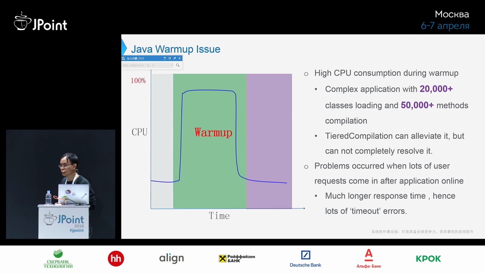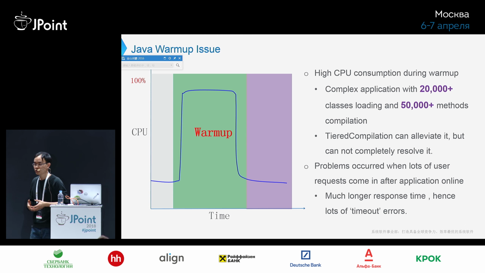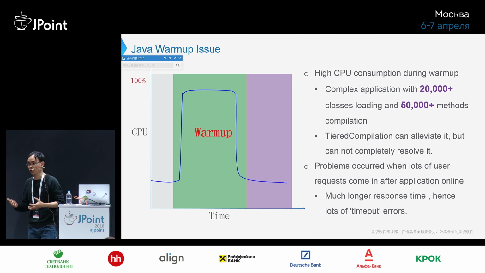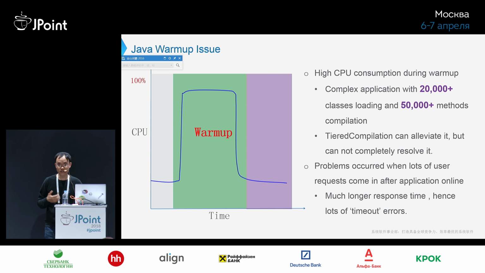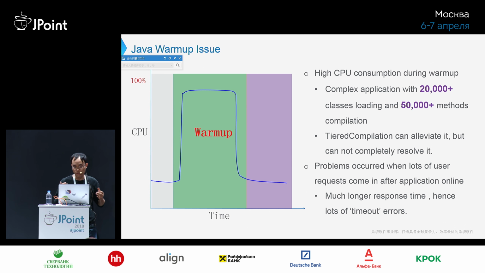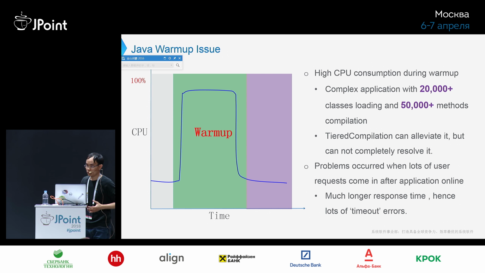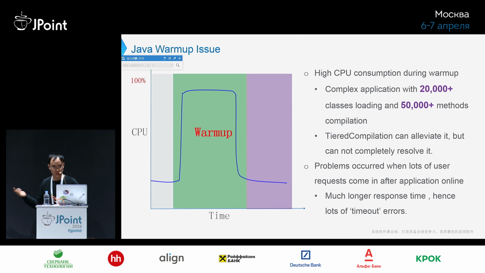For example, because the compiler thread competes for CPU cycles, we got some timeout errors, and also longer response times. This case gets worse and worse as the complexity of the application increases. For example, you load many classes and compile many methods.